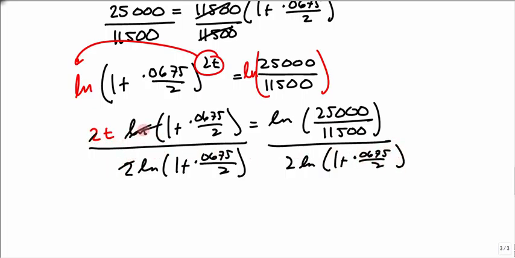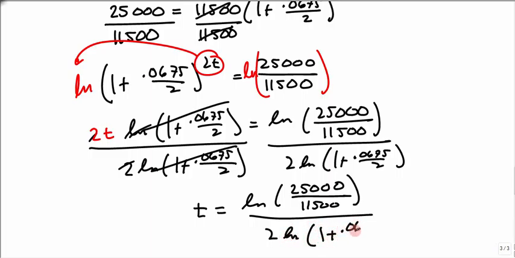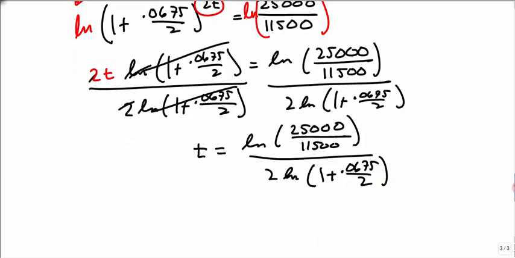Everything over here cancels except for the t. I get t equals this. Now I don't like to do any intermediate reductions because a lot of times my final solution is off due to rounding error. So I'm leaving everything out in full form here. When we plug this into our calculators we have to be really careful because we have so many layered fractions here.